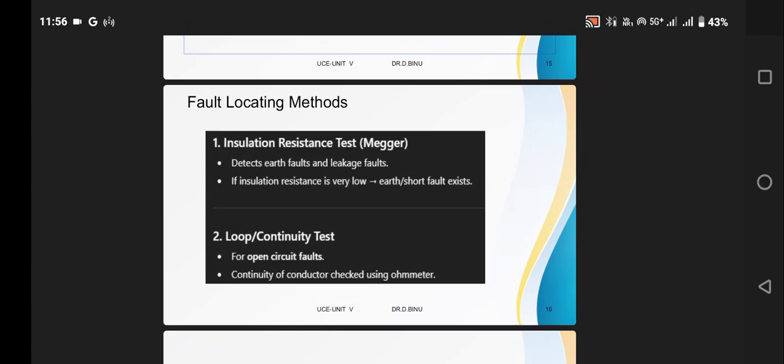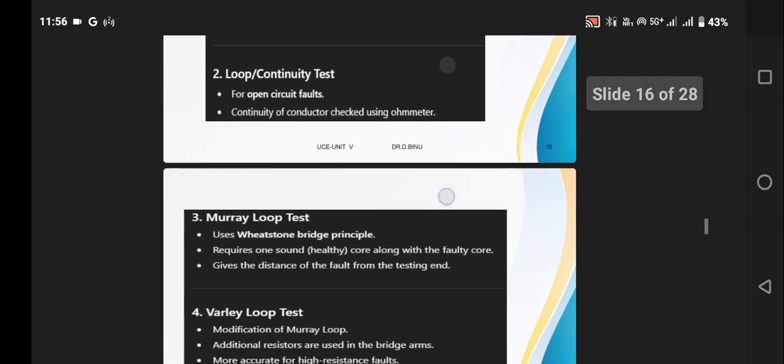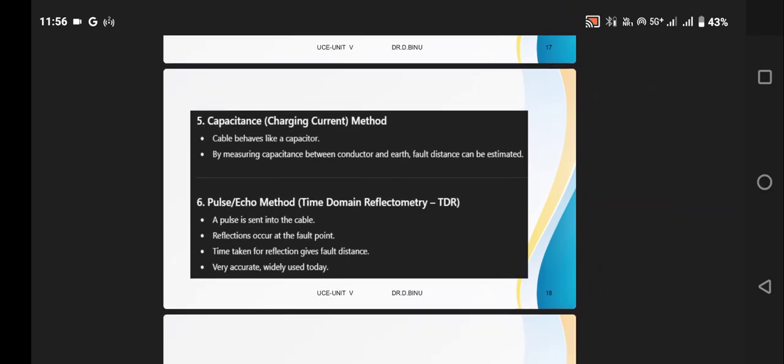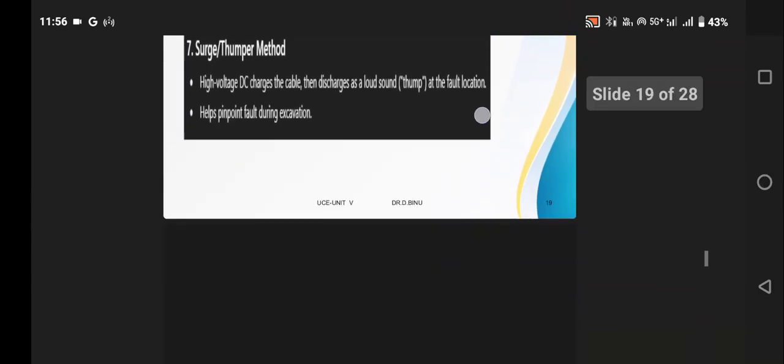Normally, the insulation resistance test, that is Megger, is used for fault location. The second test is continuity test. Third one is Murray loop test. Fourth one is Varley loop test. Fifth one is capacitance method. Sixth one is pulse or echo method. Seventh one is surge or thumper.